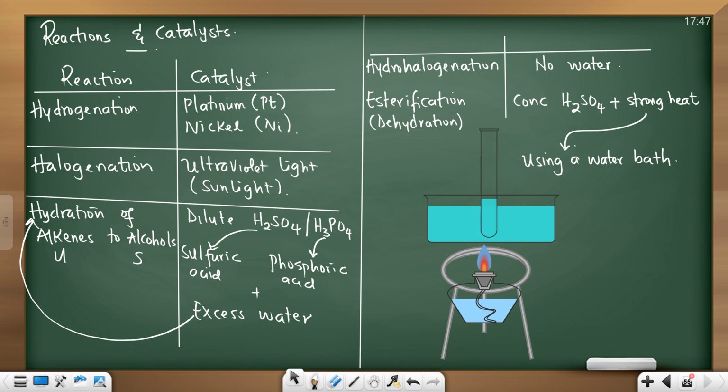So we use a water bath. We boil the water, and our mixture is there. We use a water bath, so we don't put the test tube directly on fire. We boil water and put it in, like if we are doing food for a baby.